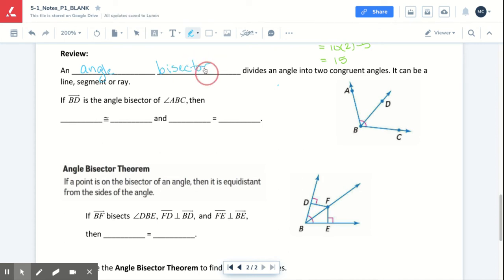And that was one of our vocab words from Unit 1 or Unit 2, somewhere in there. Okay, so now if ray BD is the angle bisector of angle ABC, then that would mean that angle ABD is congruent to angle DBC. And that also means that the measure of angle ABD would be equal to the measure of angle DBC.